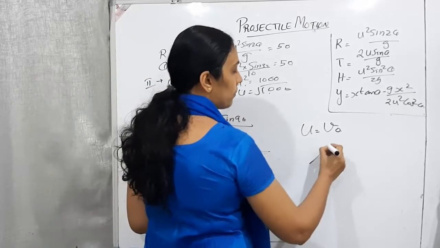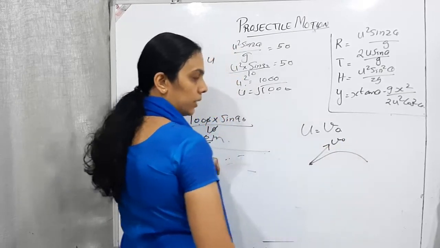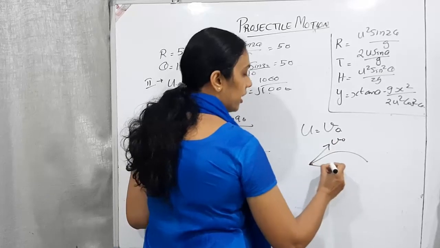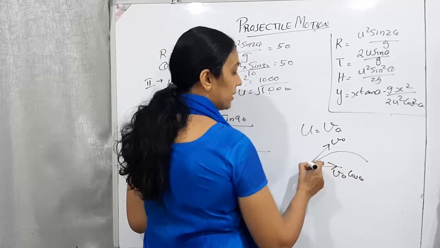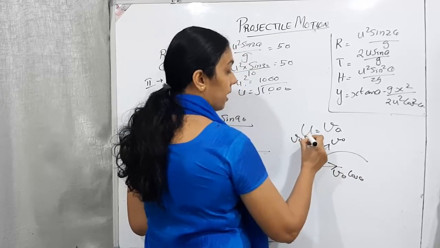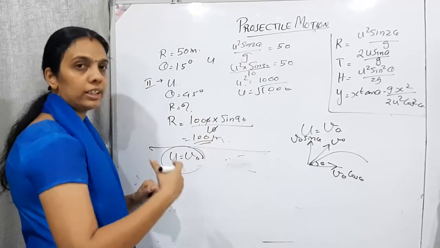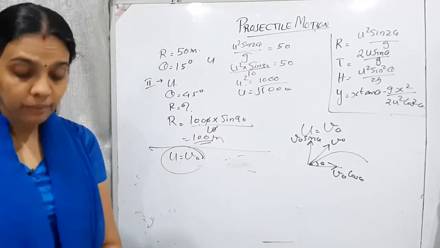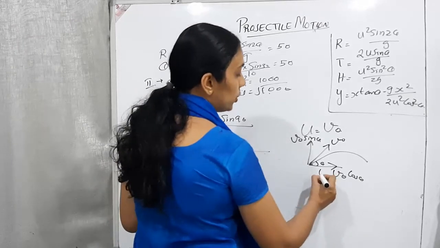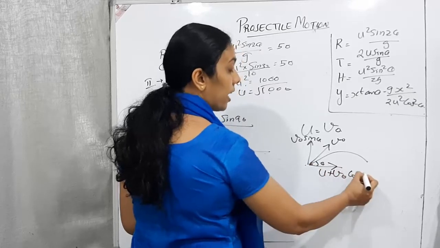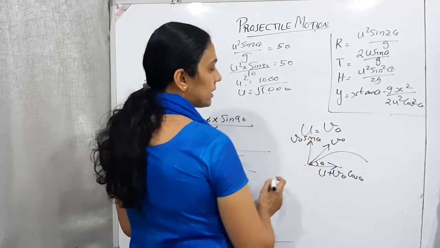So he will be throwing with a velocity v0. If the ball is moving like this, he will be throwing with a velocity v0. And along the horizontal it will be v0 cos theta and this will be v0 sin theta. Here he is moving with the initial velocity also. He is running with the velocity of u. Okay, he is running with the velocity u means that velocity will be added along with the horizontal.